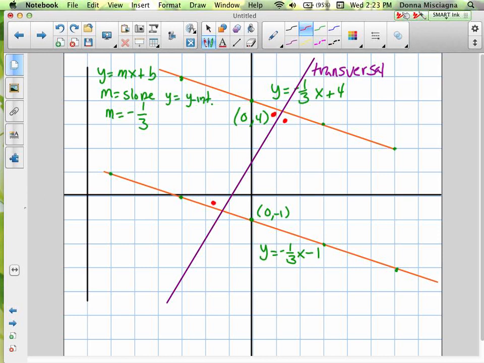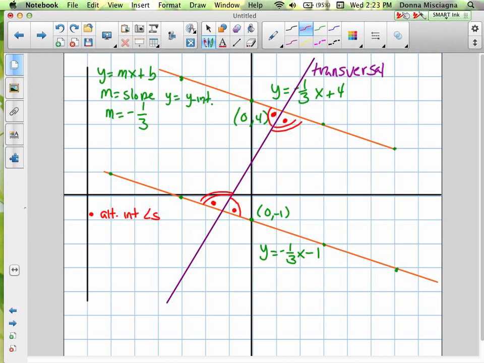So the alternate interior angles are those angles right there. They are between the parallel lines on opposite sides of the transversal. Those are the alternate interior angles. And in this case, this angle here is congruent to this angle, right? That's why they're called alternate interior. The congruent ones are on opposite sides, and those two are congruent. So this will be my alternate interior angles.